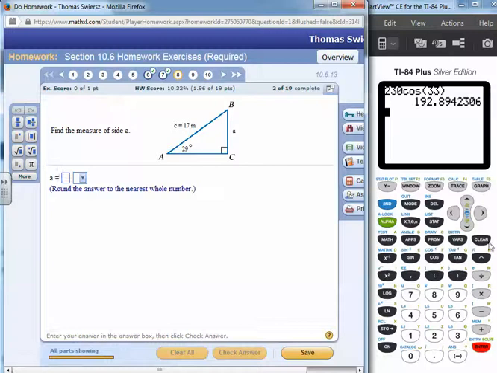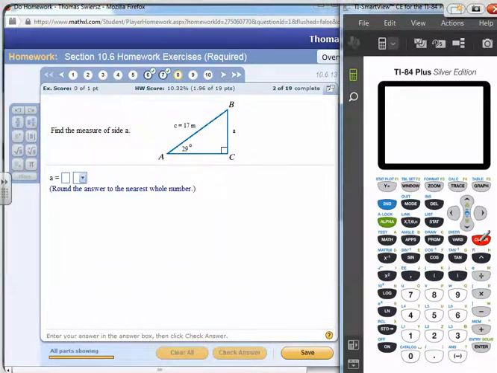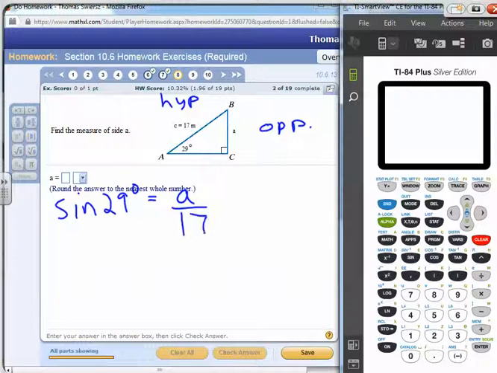Number 8. Homework exercise number 8. With respect to the angle A, 29 degrees, the side A is opposite, and the side C is the hypotenuse because it's opposite the right angle, right? The two legs form the right angle. So the trig function with respect to angle A that involves opposite and hypotenuse is the sine, right? So the sine of 29 degrees is the side opposite over the hypotenuse, which is 17.